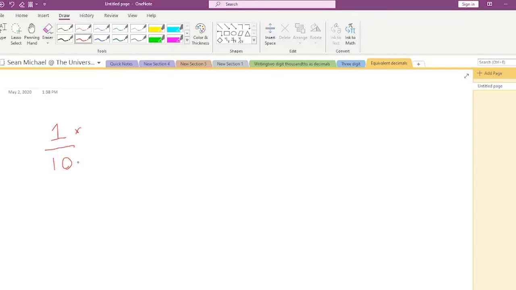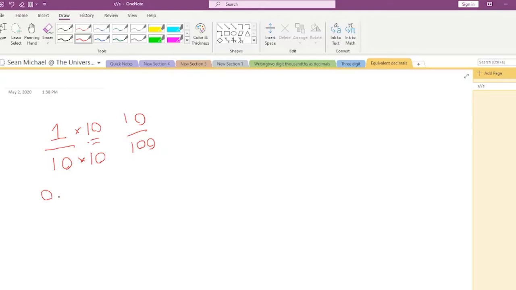And remember, you have to times the bottom and the top by the same amount. And when we're dealing with decimals, it's going to be basically always tens, or just lots of tens. So this equals what? Well, 1 times 10 is 10, and 10 times 10 is 100. So now, when it's over 100, we're dealing with hundredths. And when we have 10 here, that is 10 hundredths. And these are equivalent fractions.